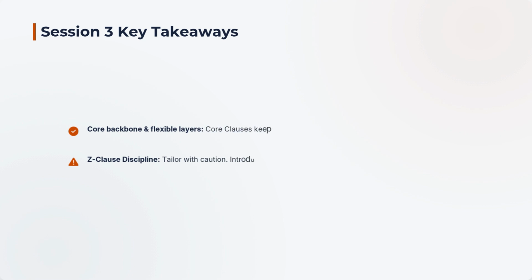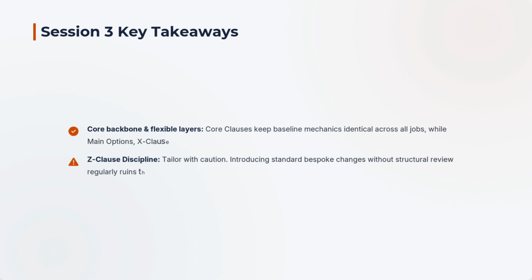To summarize our high-level look at the framework, core clauses provide the backbone, main options set the commercial payment strategy, X and Z clauses fine-tune the risk, contract data fills in the project-specific facts, and the short schedule of cost components gives us our financial calculator. Don't worry if this feels like a lot of moving parts right now. In our upcoming sessions, we are going to open up each of these individual boxes one by one and explore exactly how they function on a live job site.